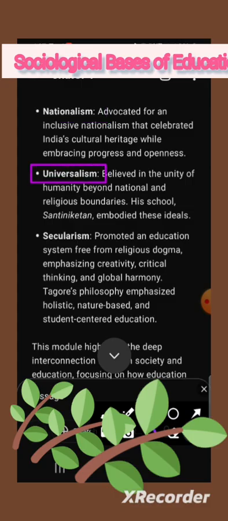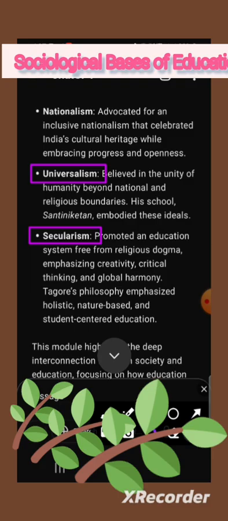Universalism and global outlook. Tagore believed that education should go beyond national boundaries and foster international cooperation. Established Vishwa Bharati University in Shantiniketan in 1921, which became a center for global learning and cultural exchange. His concept of universalism encouraged students to develop a broad, inclusive perspective of humanity.